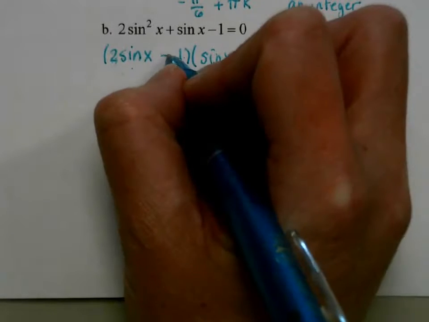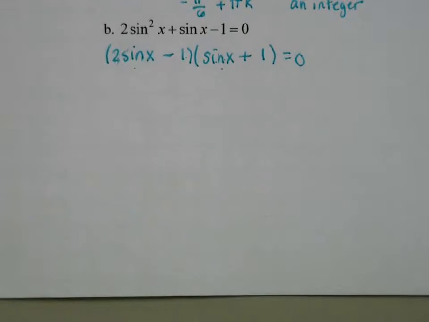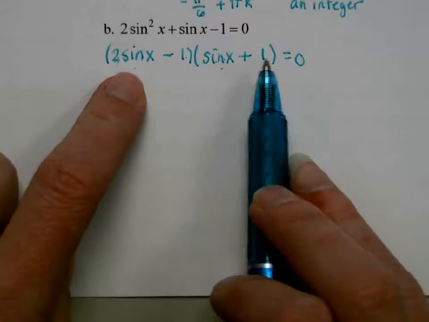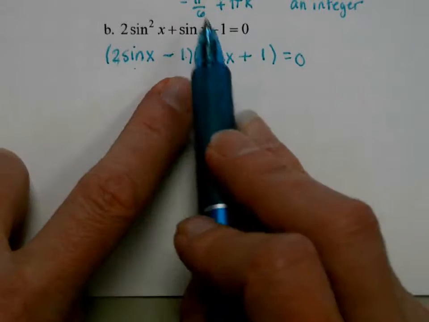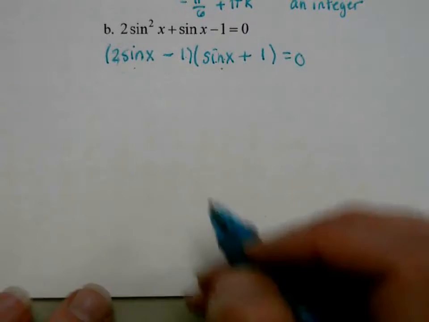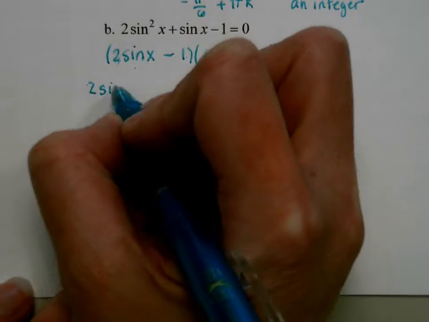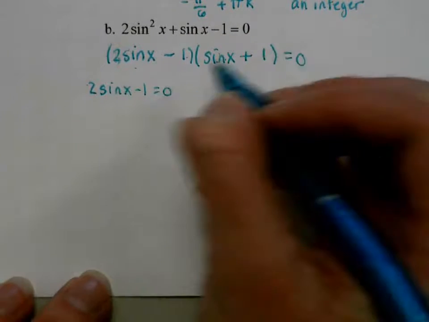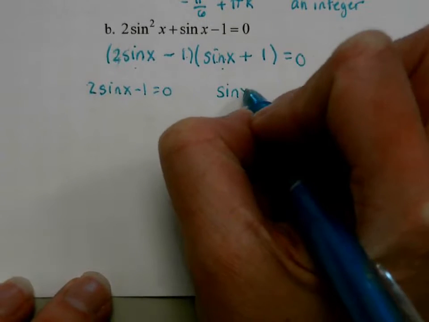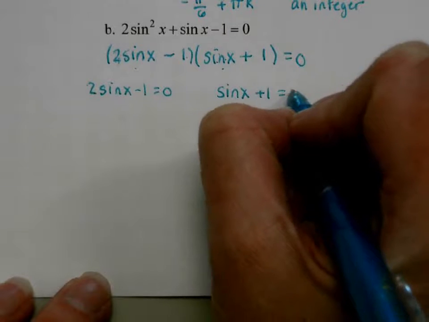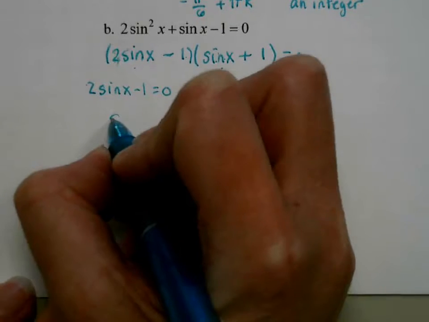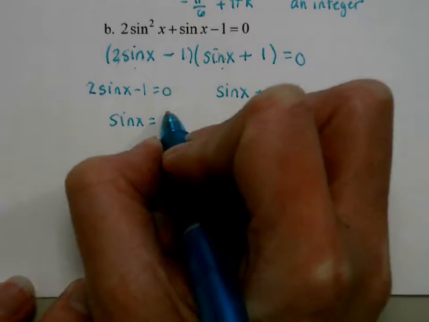If you're not sure, factoring is so easy to check because you can just FOIL. I'd get 2 sine squared plus 2 sine minus 1. So then we'll separate these. I'm going to go ahead and do 2 algebra steps in one here. I'm going to add the 1 and then divide by 2.